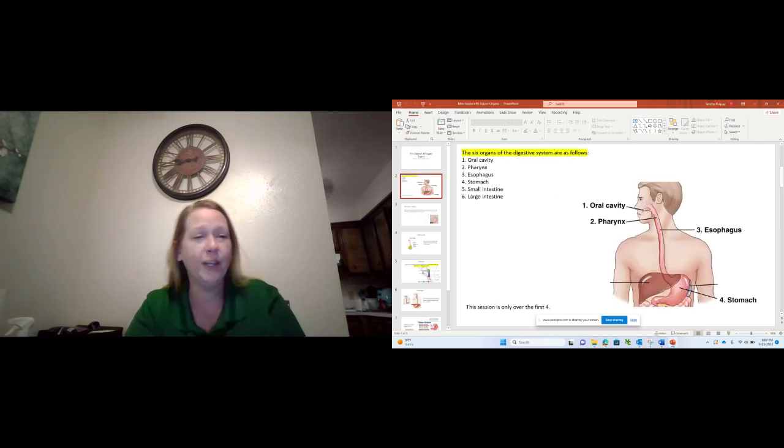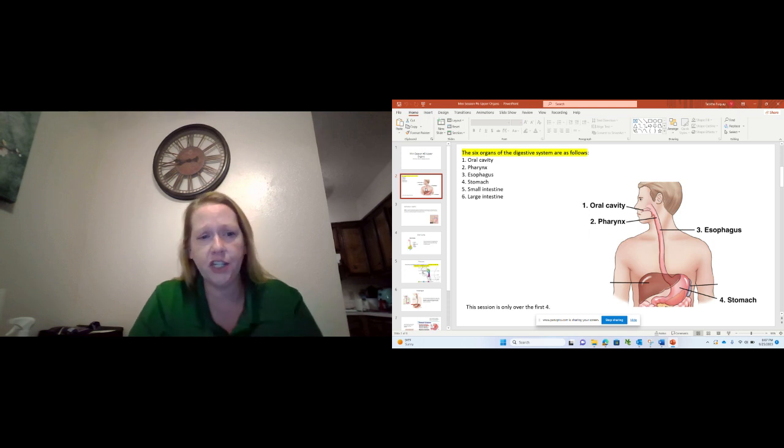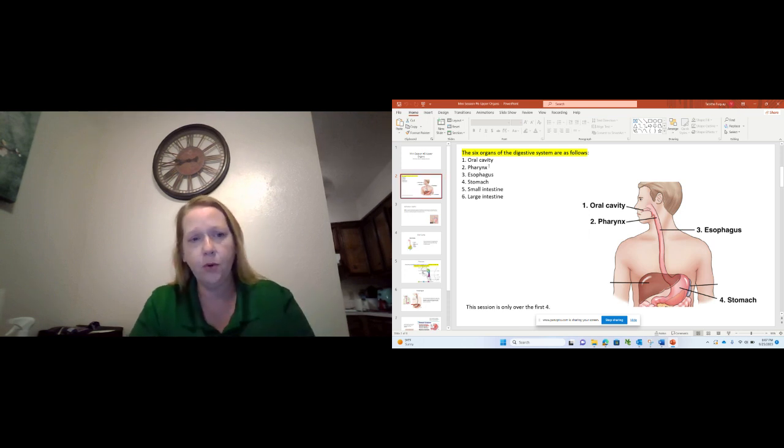So there are actually 6 organs of the digestive system, but I'm going to break this one down to be the oral cavity, the pharynx, the esophagus, and the stomach. The small intestine and large intestine are rather big, so we will deal with them in the next one. So here is the oral cavity. Now the pharynx is right here. The esophagus is the long tube, and then we have the stomach.